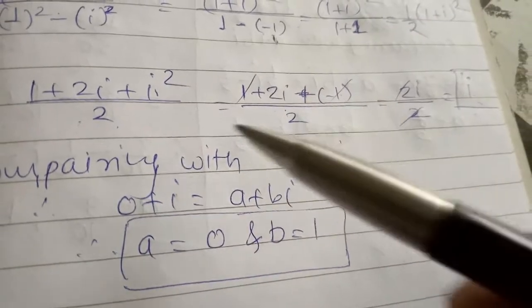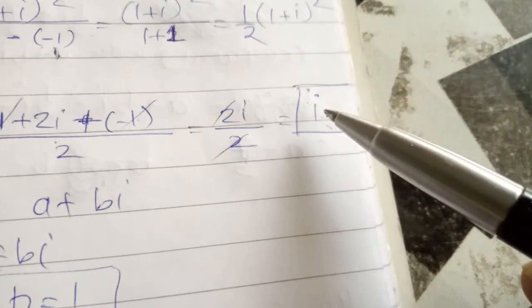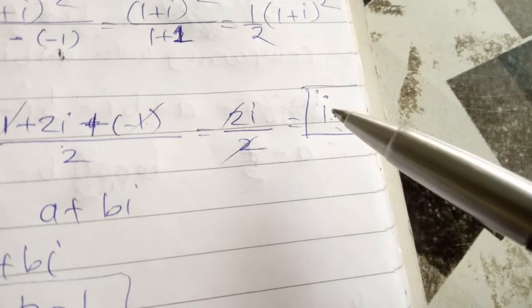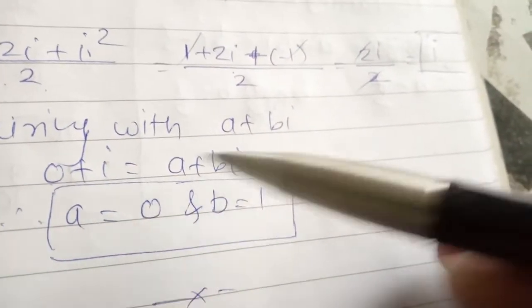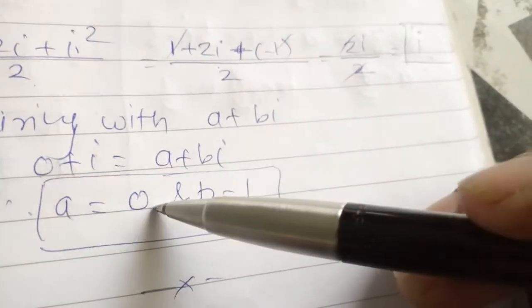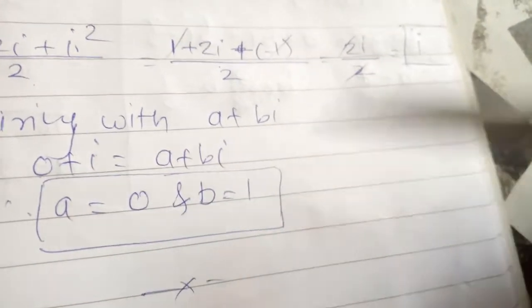So the answer is i. And now we are going to compare it with a plus bi. So 0 + i. Our answer is just i. So there is no real part. So we are going to write that 0 + i is equal to a + bi. So the value of a is 0 and the value of b is 1.